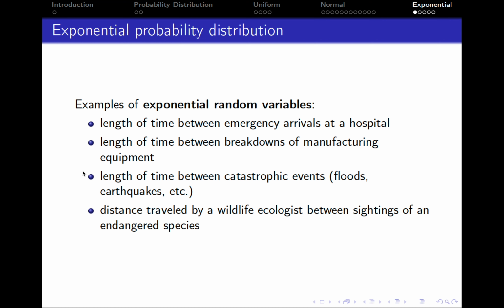And the last type of continuous probability distribution that I would like to discuss is the exponential probability distribution. And here are some examples of exponential random variables. For example, the length of time between emergency arrivals at a hospital, or the length of time between breakdowns of manufacturing equipment. Another example could be the length of time between catastrophic events like floods, earthquakes, etc. Or that could be the distance traveled by wildlife ecologists between sightings of an endangered species.